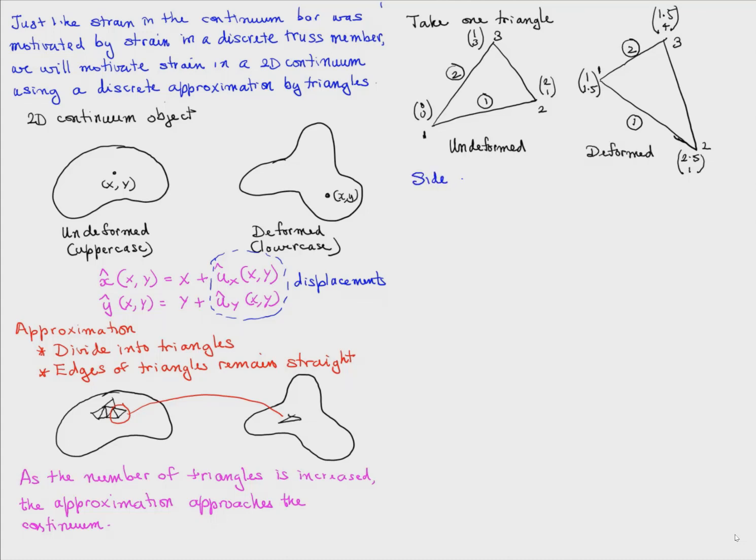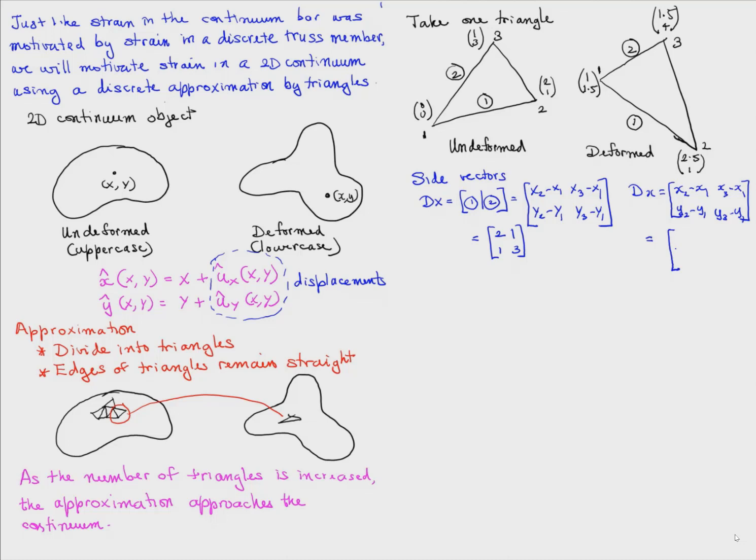So let's define a matrix uppercase D uppercase X, which consists of the two side vectors, x2 minus x1, y2 minus y1, x3 minus x1, y3 minus y1, which in this case is 2, 1, 1, 3. And the side vectors in the deformed configuration, d lowercase x, like that, which in this case is 1.5 minus 0.5, 2.5. So we ask the question, what is the matrix that maps the side vectors in the undeformed triangle to the side vectors in the deformed triangle?